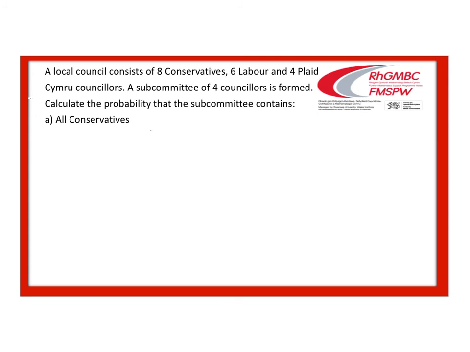Okay, so we've got this local council. It consists of 8 Conservatives, 6 Labour and 4 Plaid Cymru councillors, and we're going to pick a subcommittee of 4 councillors. And we want to know the probability that that subcommittee contains all Conservatives. So again, we're going to use our basic definition of probability. We're going to think about the total outcomes, and then the number of ways that we can pick a team made of all Conservatives, and then we can calculate the probability.